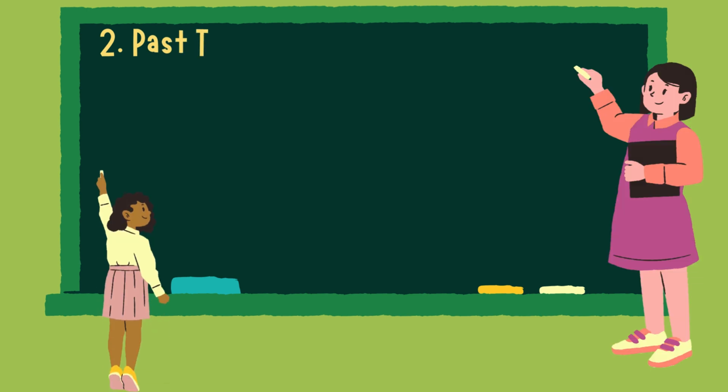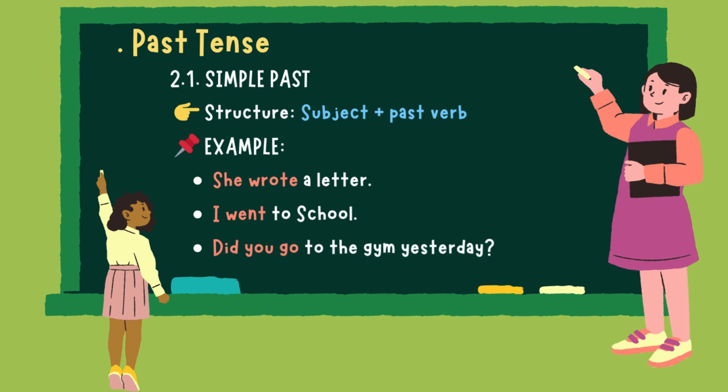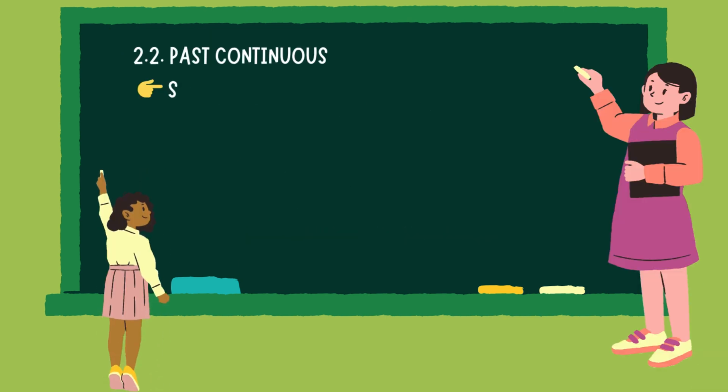2.1, simple past. Structure: subject plus past verb. Example: she wrote a letter. I went to school. Did you go to the gym yesterday? 2.2, past continuous. Structure: subject plus was, were plus verb-ing.